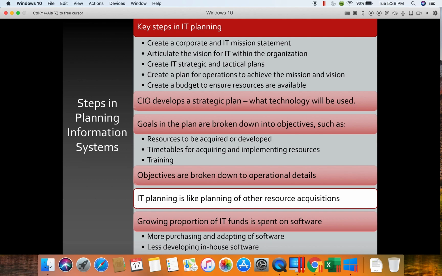Most companies today are purchasing software and then adapting it to the needs of the business, as opposed to trying to create their own product from scratch.